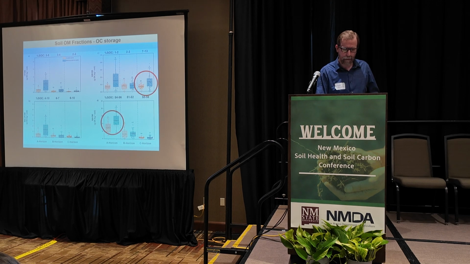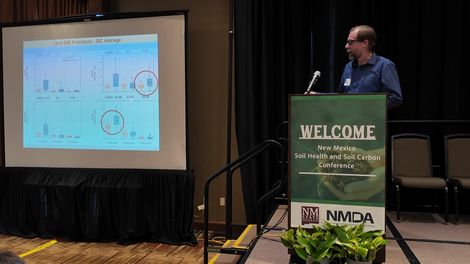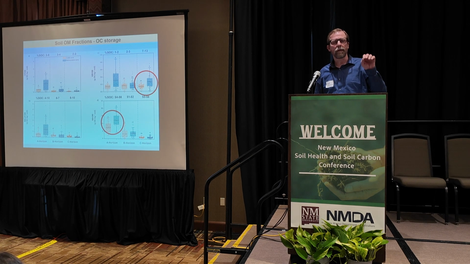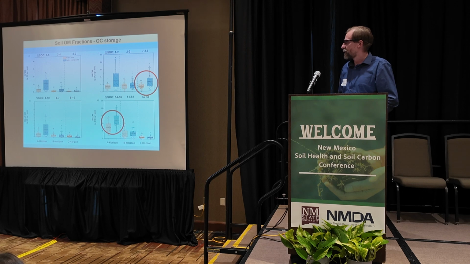Then we have our A, B, and C horizons. And if you look at the black numbers on top, you see the mineral associated organic matter is more than 50% of total carbon. So it is quantitatively the most important organic matter fraction. Particulate matter and water extractable are 10% or less. Land use effect: we see in the A horizon for each of the fractions a land use effect, so bigger in grassland than in arable.